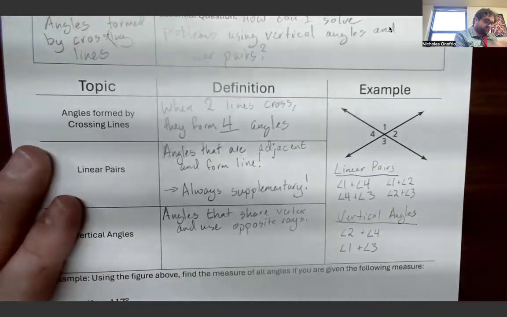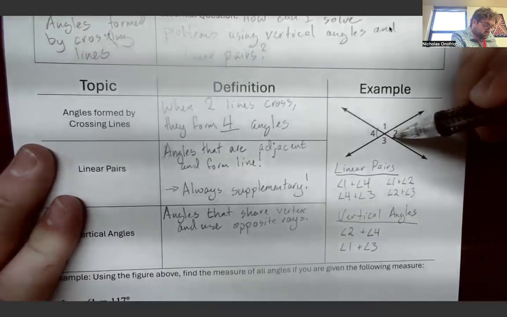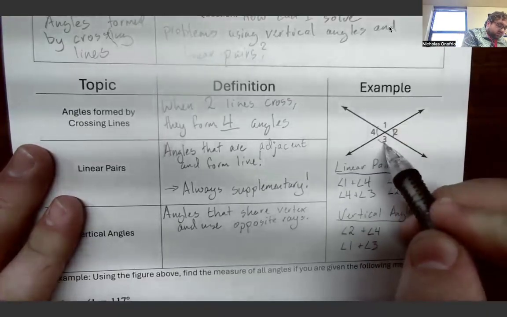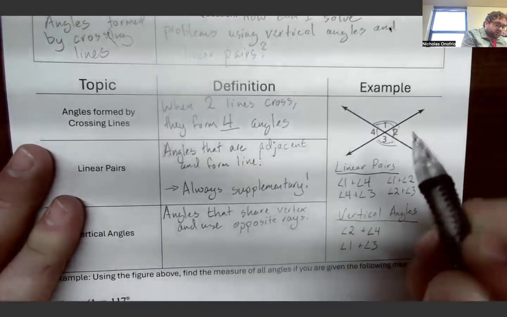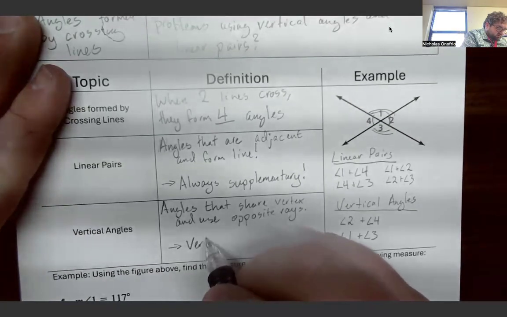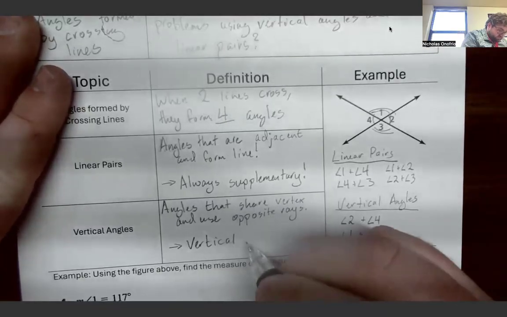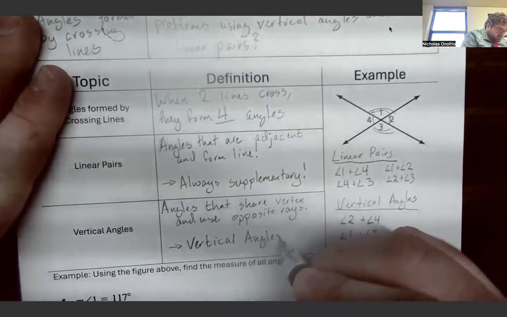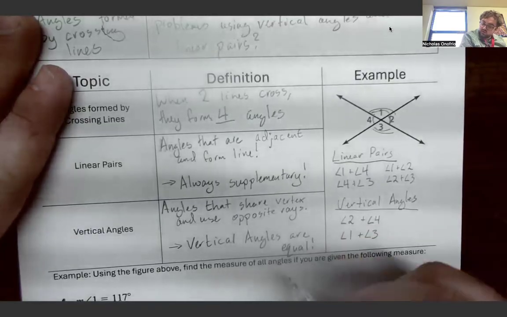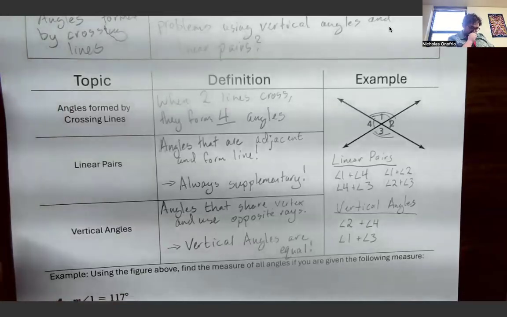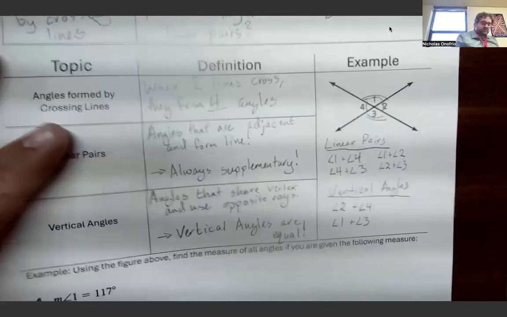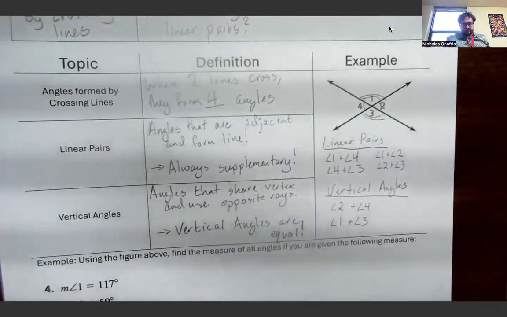If you look at your diagram, 2 and 4 look like they're about the same size. Same thing with angle 1 and angle 3. Because of this, we have a conclusion that vertical angles are equal. This is a really powerful statement. It lets us say, without knowing anything else, that the two angles are equal.